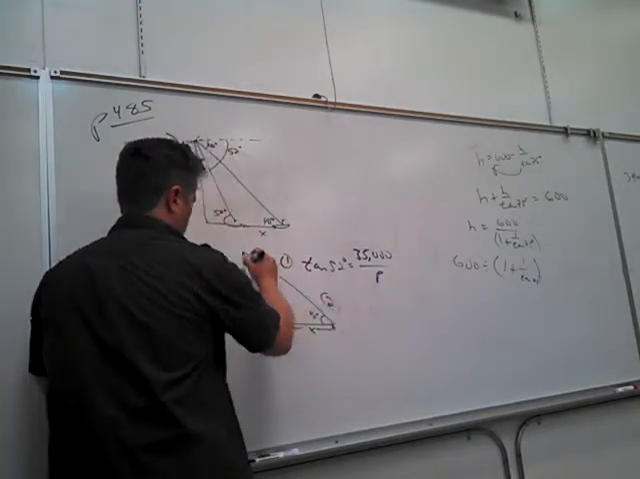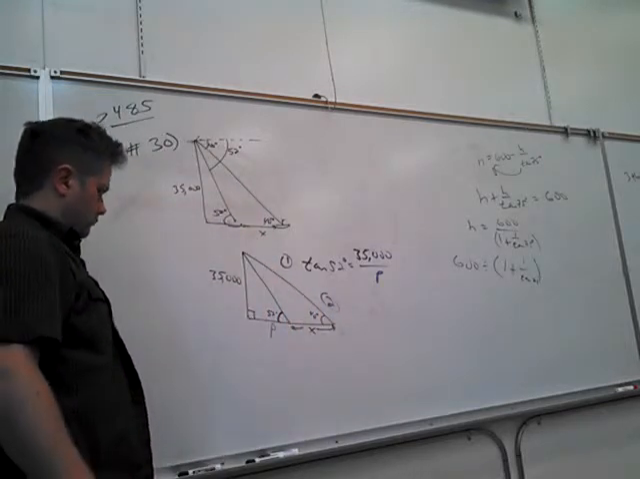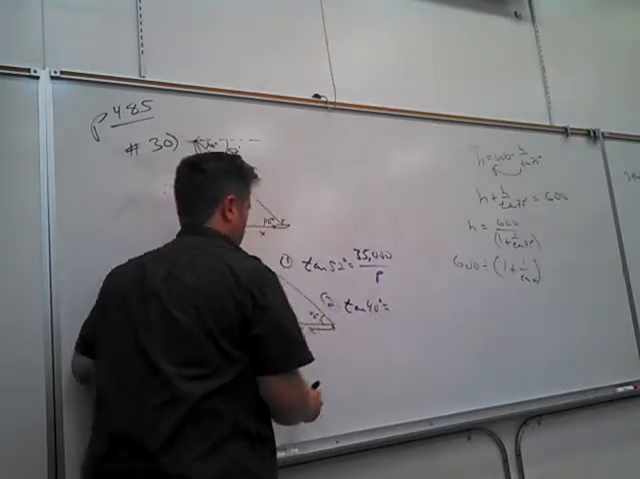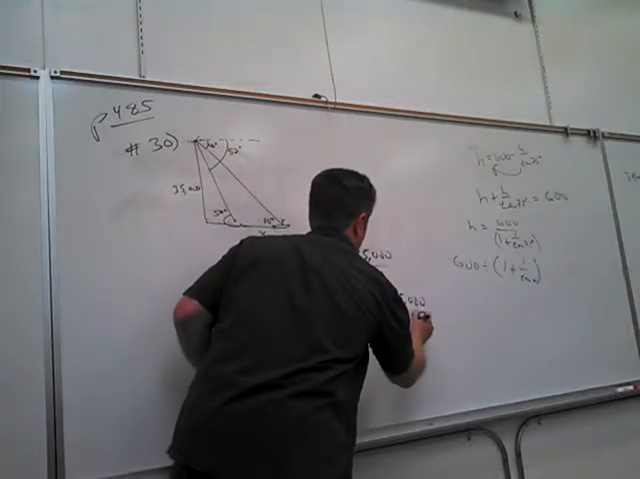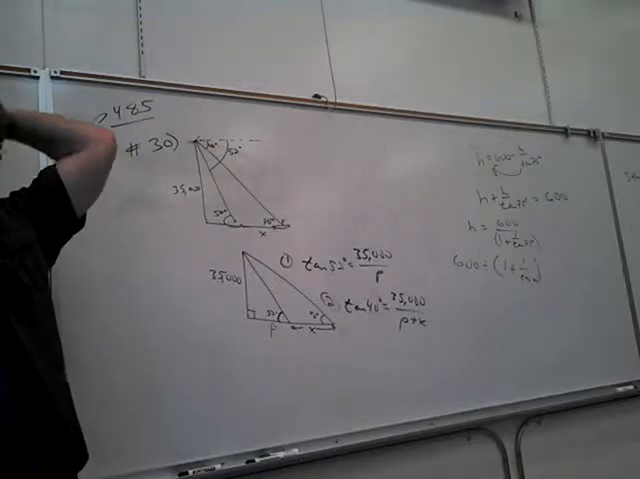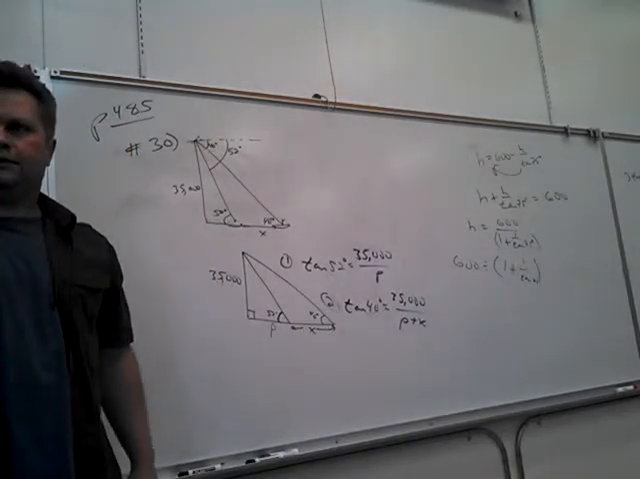What's the other equation for the big right triangle? Well, we know 40 degrees. Tangent of 40. Tangent of 40 equals 35,000 over P plus X. 35,000 over P plus X. And really, this is the kind of problem where I find it difficult.